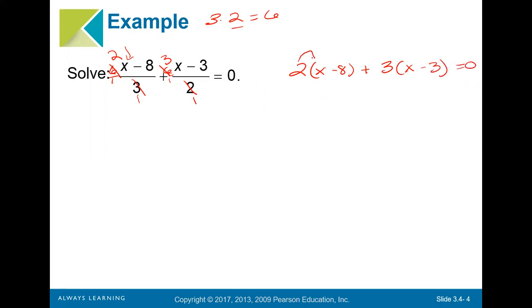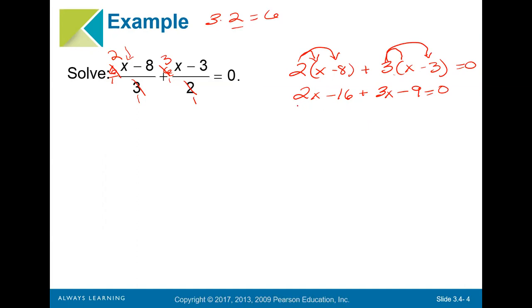So next, I'm going to distribute the 2 to this parentheses. So now I got 2x minus 16. Writing down the plus, I'm going to say 3 times that x, and they're both positive, so it's going to stay positive. And then I got the positive 3 times that negative 3, and that becomes a negative 9, equals 0. What I'm going to do is put all the constant terms together and all the variable terms together.